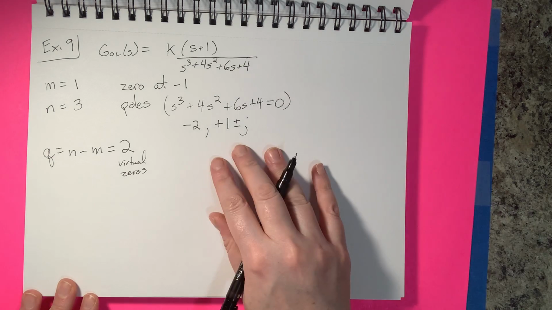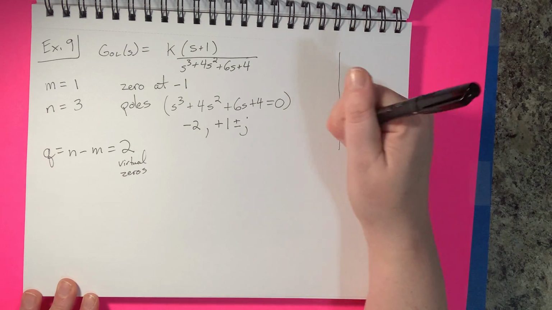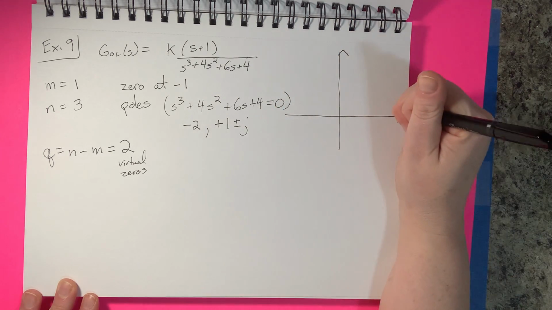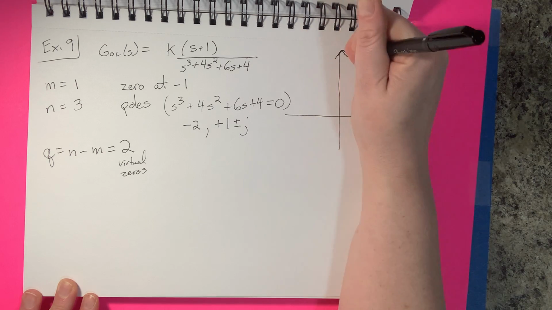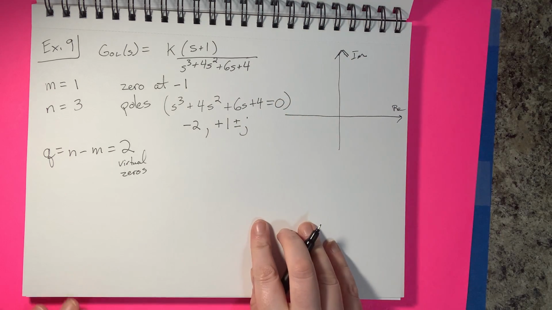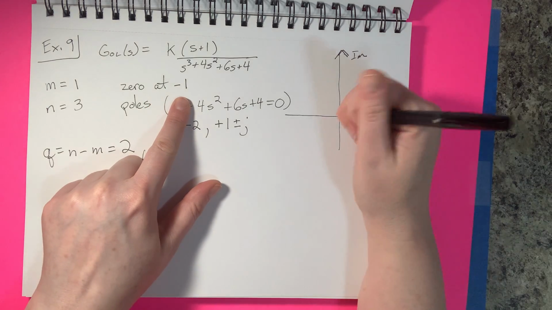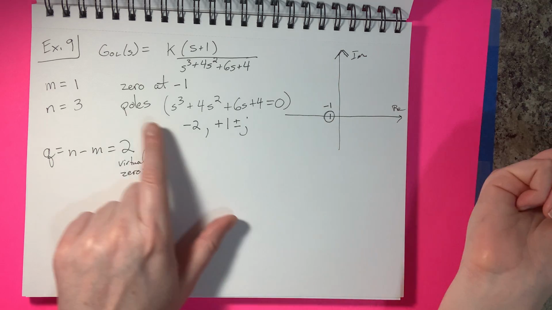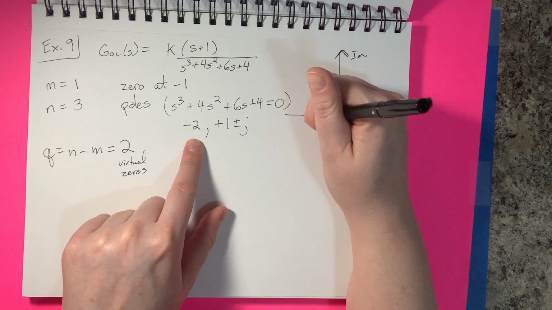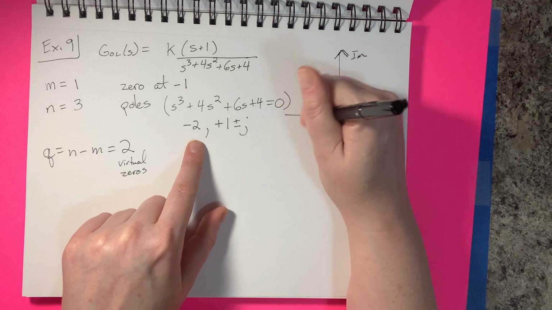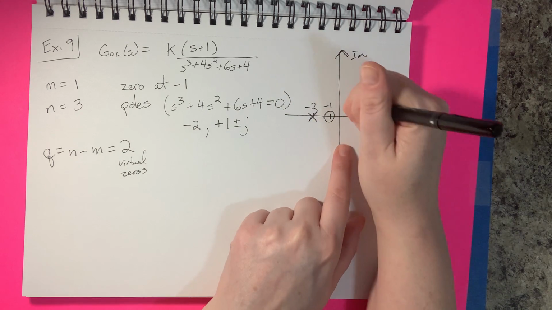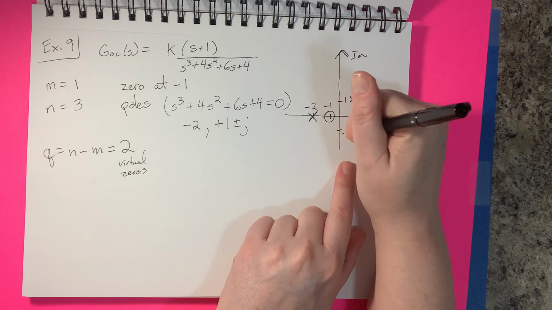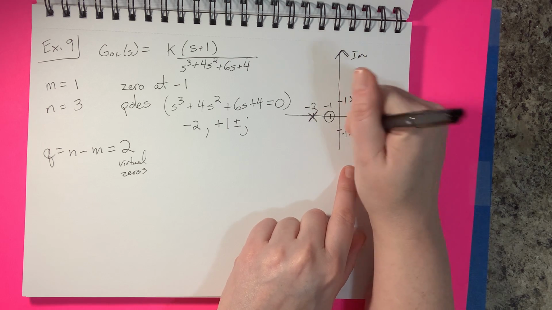All right, so let's go ahead and plot what we've got so far. Real axis and imaginary axis. We've got a zero at -1. Let's plot that out here, -1, and there's our circle. Our poles are at -2, there's our x, and then 1 plus or minus j. So 1 here and 1 here. So good, we've got more complex cases.